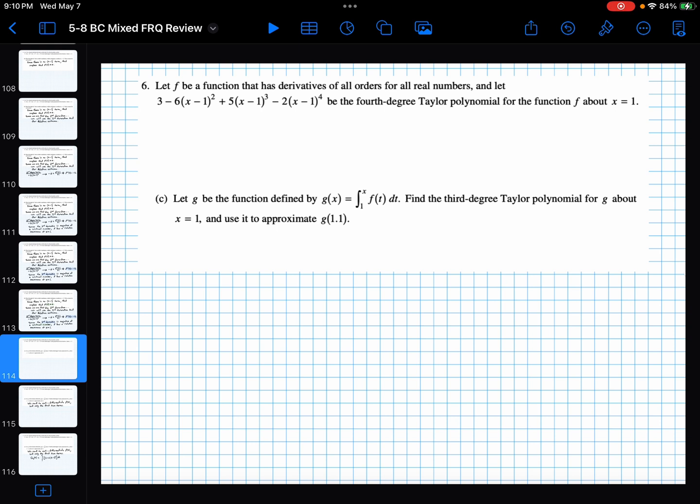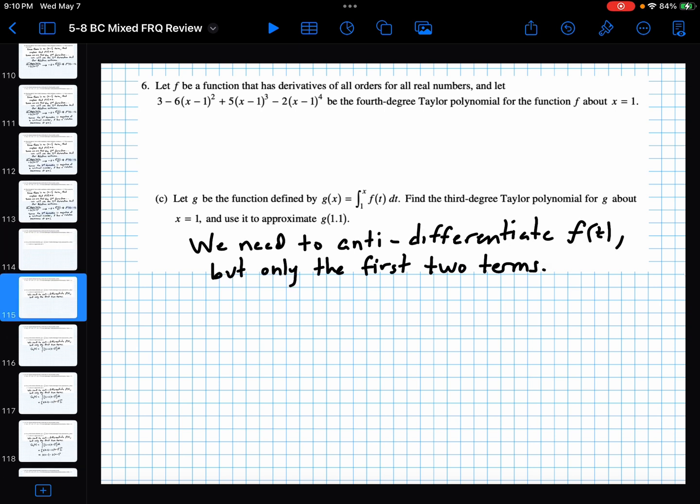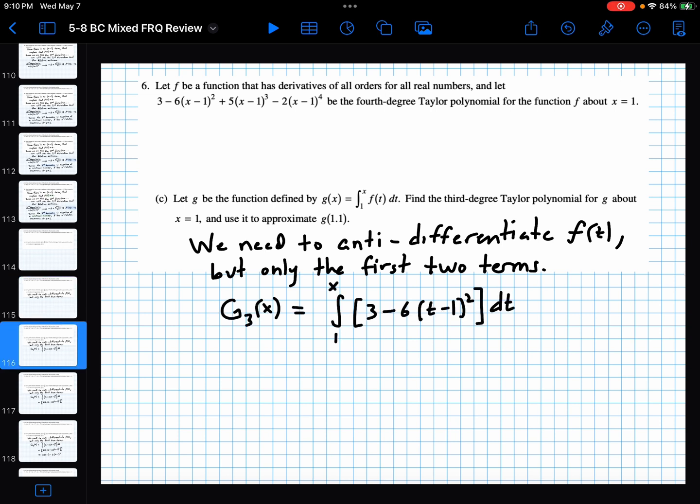So to wind up with a third degree Taylor polynomial, I only need to go up to the second degree term when I write this out. Right? I only need to anti-differentiate here the first two terms. So I'm going to write out capital G for my third degree Taylor polynomial used to approximate lowercase g of x. And that is the antiderivative from 1 to x.